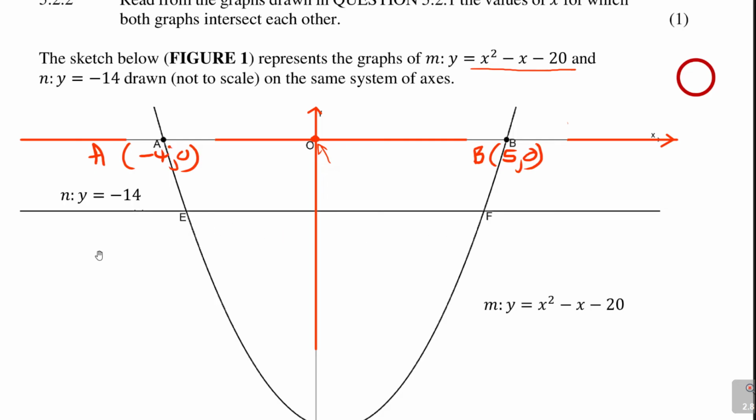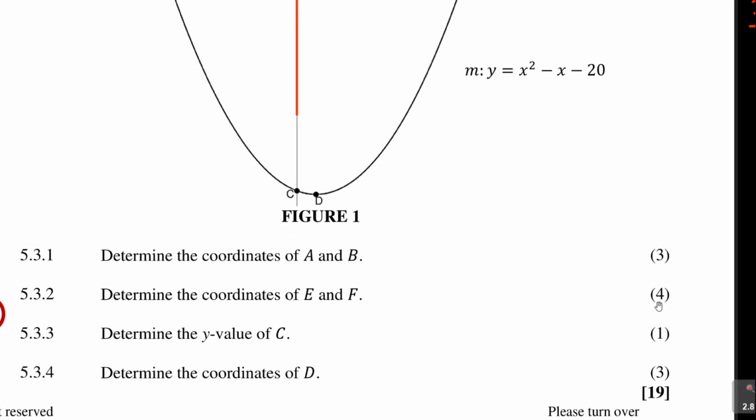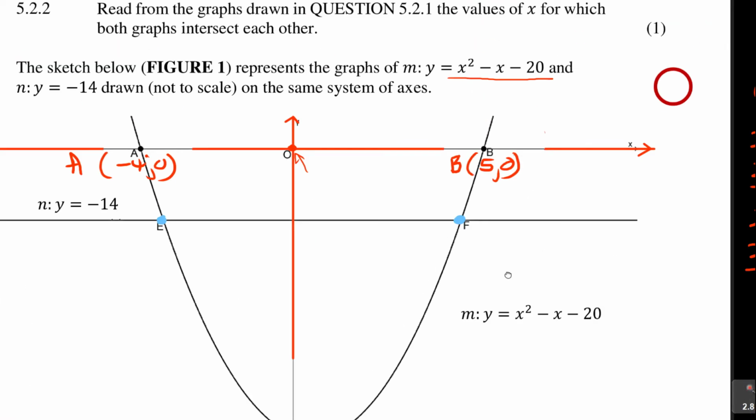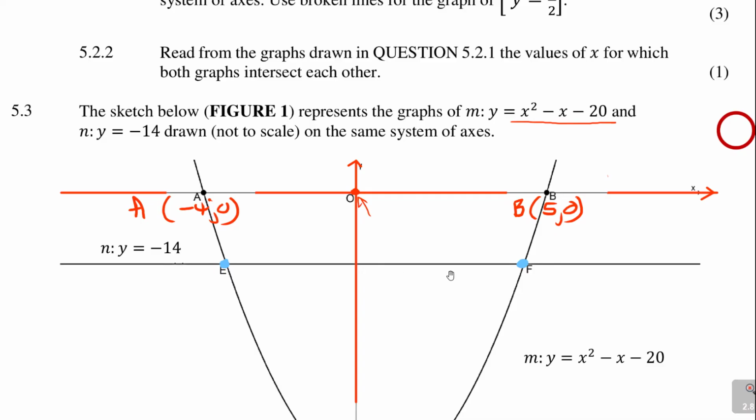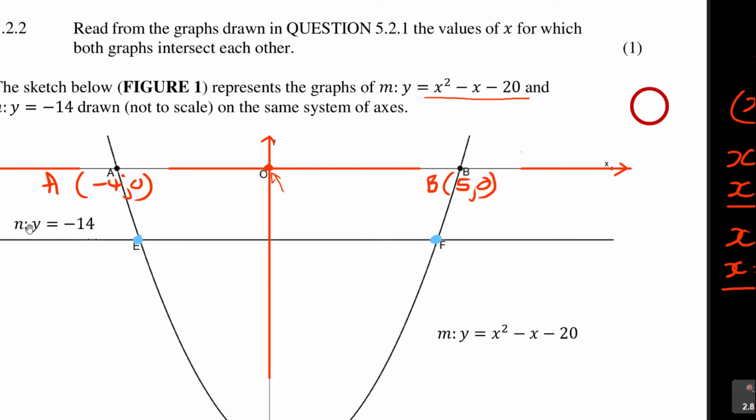Alright, now I want to show you something. Be careful now. When they're talking about E and F, how many marks did they give this? The first one was 3 marks. Now you see they made it 4 marks. It means when they're talking about this is how you write it. You see, they told you that it's the point of intersection where that is minus 14.